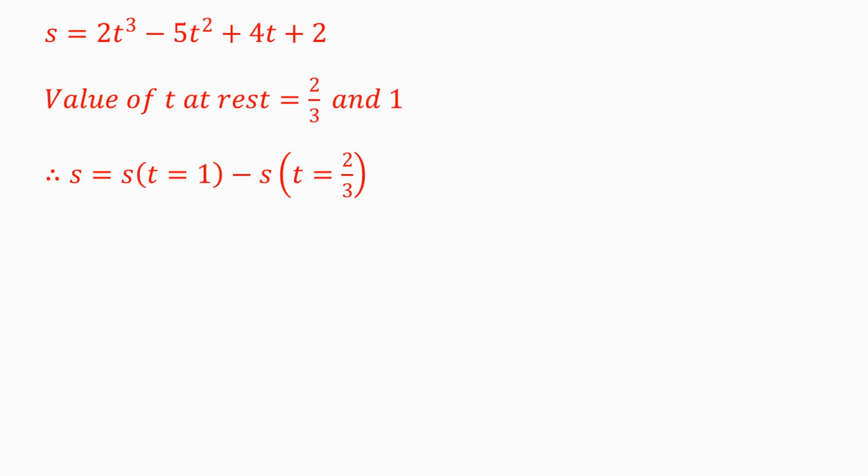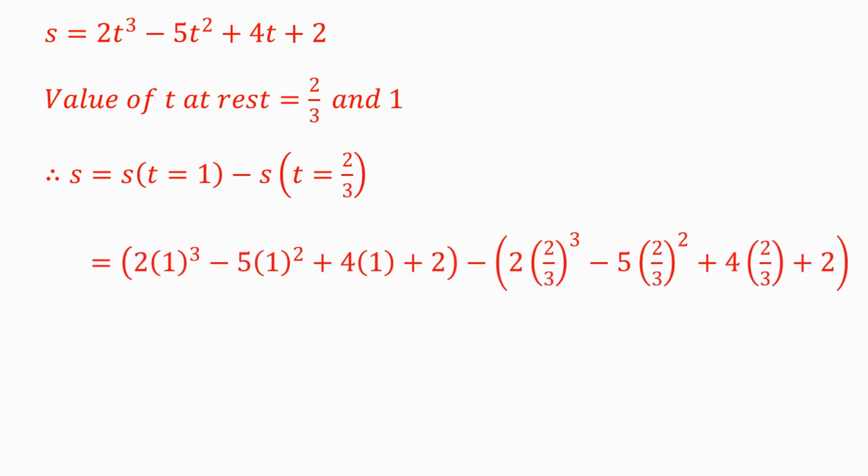So we substitute, we shall have 2 into 1 cubed minus 5 into 1 squared plus 4 into 1 plus 2, minus 2 into (2 over 3) cubed minus 5 into (2 over 3) squared plus 4 into 2 over 3 plus 2. You simplify this, you obtain 3 minus 3.037, and therefore the displacement is negative 0.037 meters.